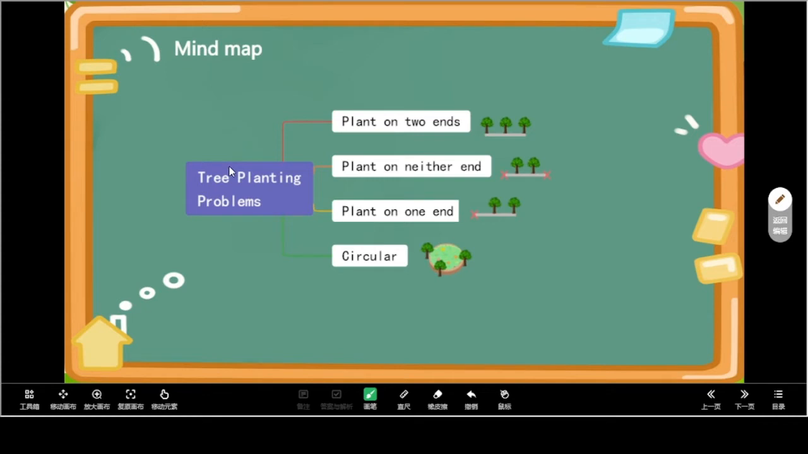Last lesson, we have learned the questions about tree planting problems. And who can tell me what do we need to do before we plant trees? Yes, we need to find our intervals. Very good.